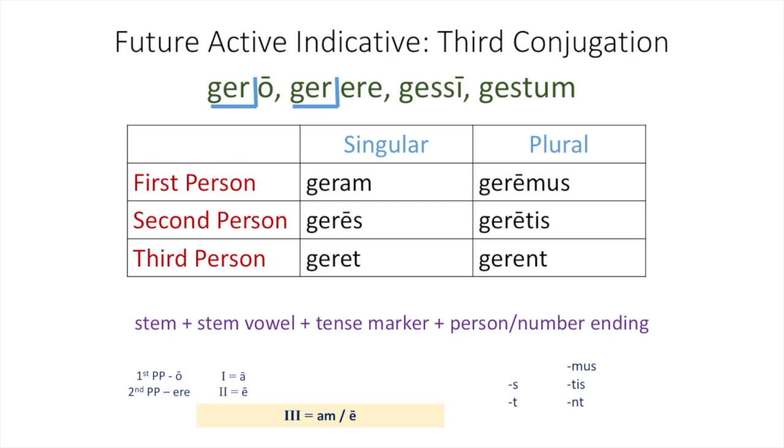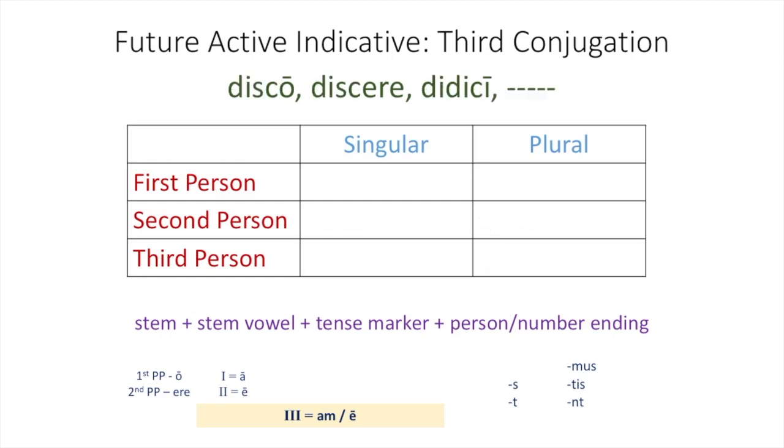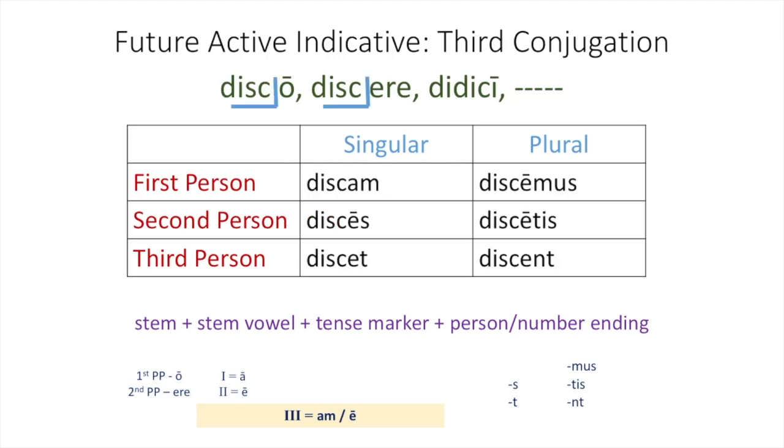So now it's your turn to practice with the verb disco, discere. Pause the video, and once you're done, check to see how well you did. Okay, hopefully you wrote discam, I will learn; disces, you will learn; discet, he, she, it shall learn; discemus, we shall learn; discetis, y'all will learn; and discent, they will learn.